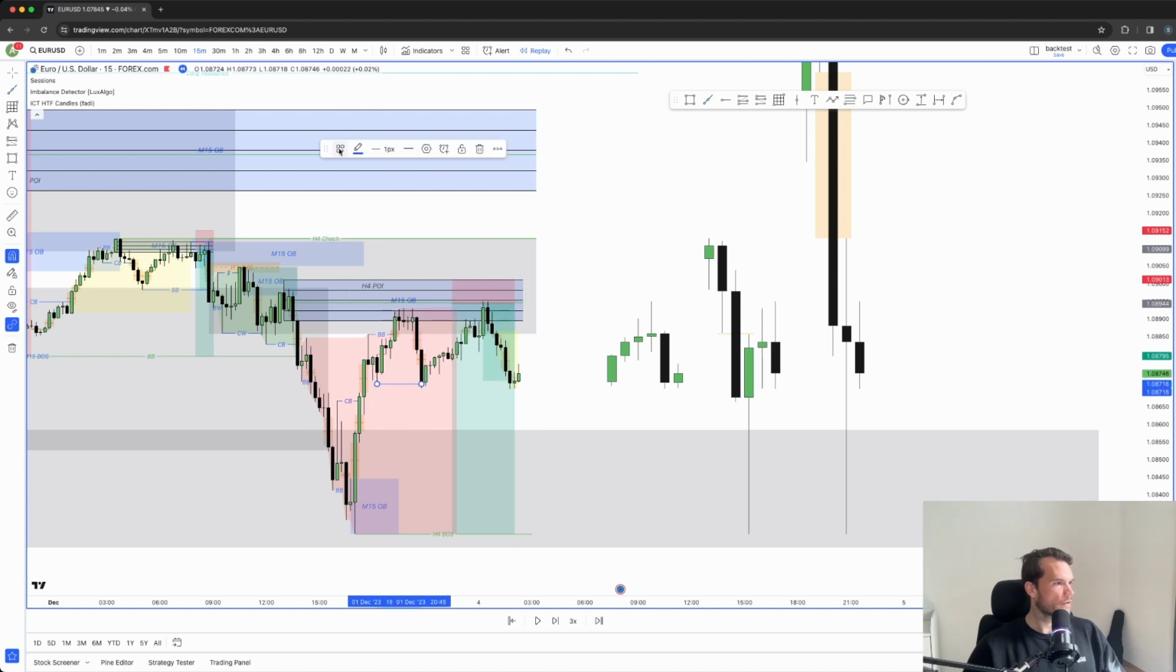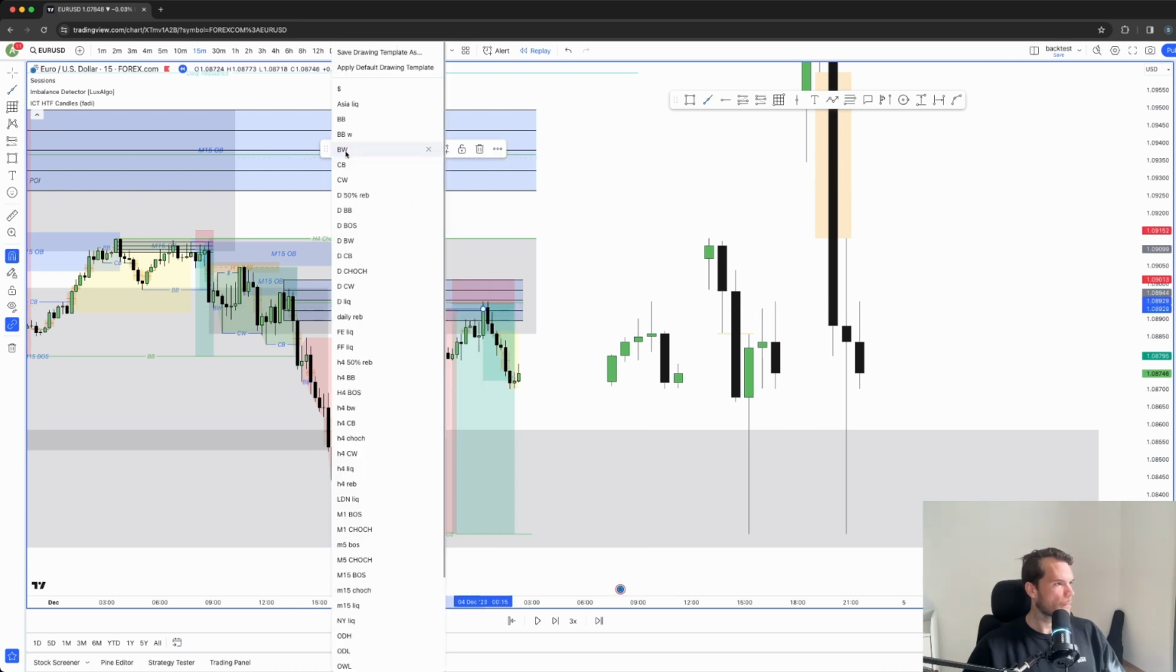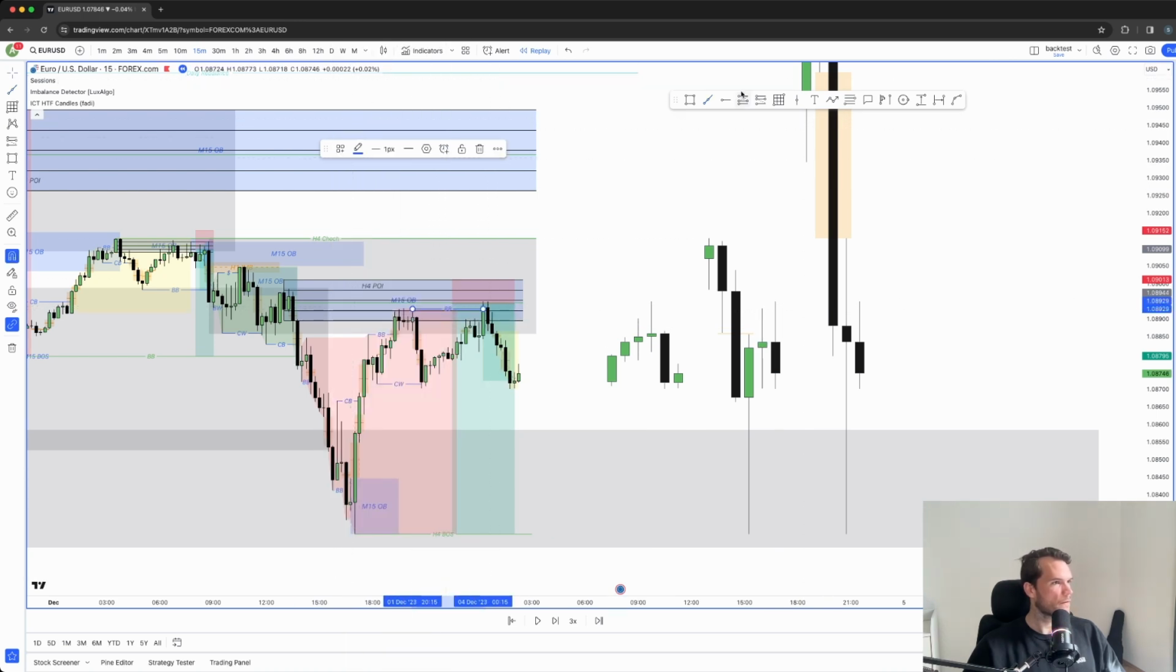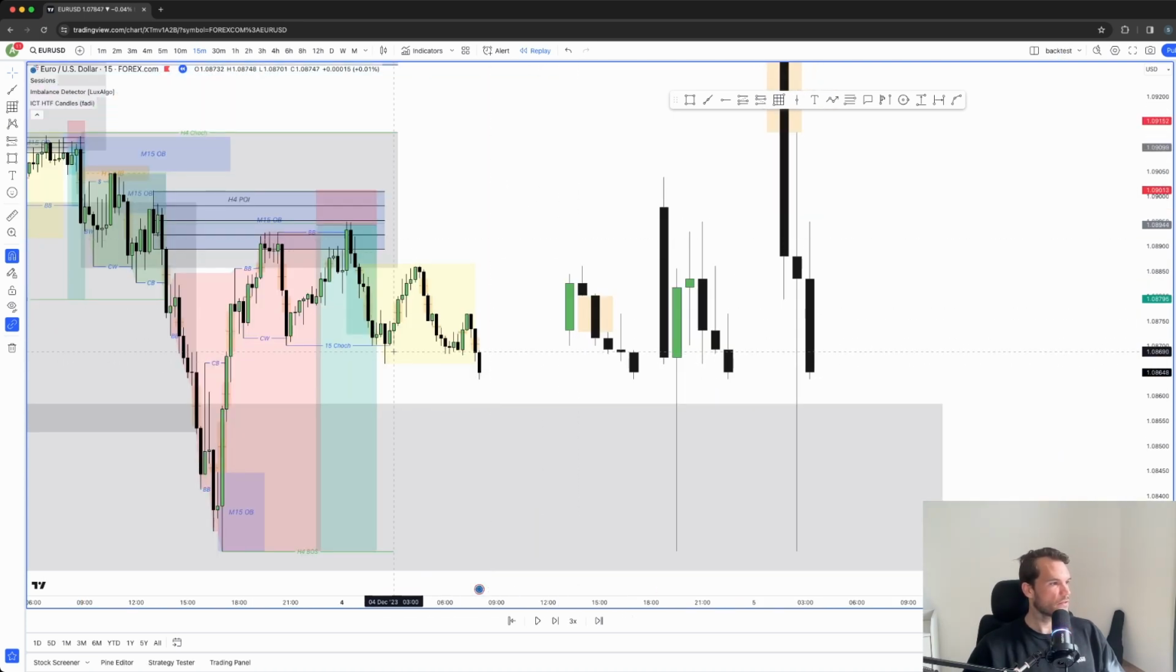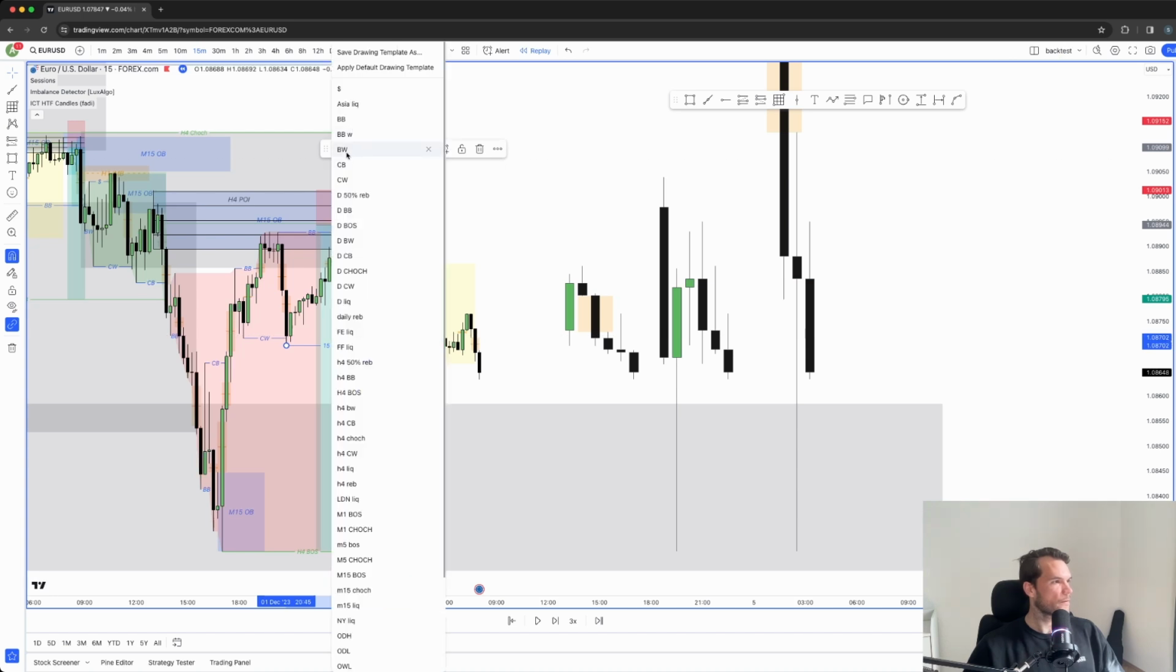Chock with wick. Boss with body. This is still a chock. This is the chock line here. So we haven't got a confirmation trade yet. Well, that's the first 15 minutes, that would have been a chock with wick.